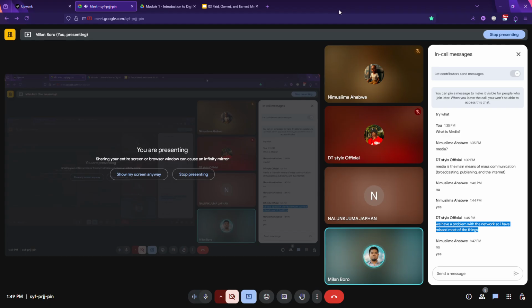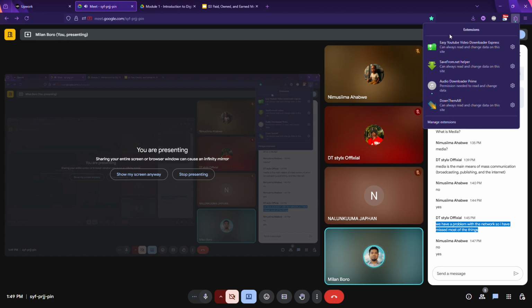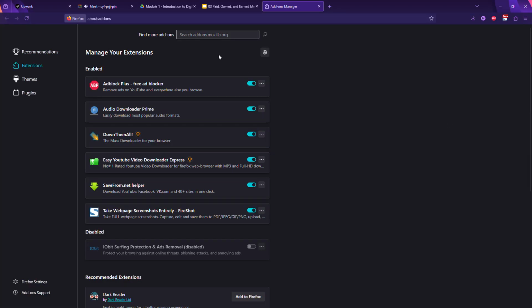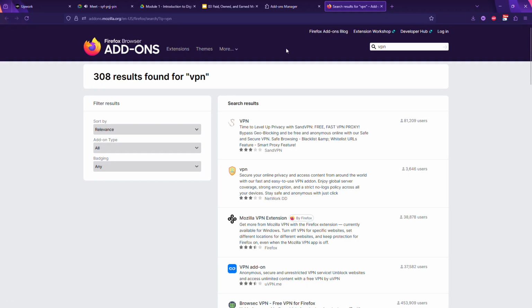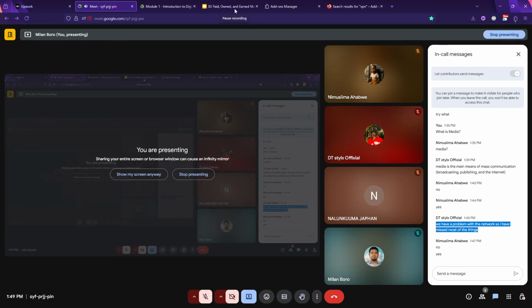Like if you are using, say, Firefox, then there's an extension space, manage extensions, and then we can install. We just go and type VPN, and then there are lots of VPNs. So we will basically need to install one and then try it. Just give me a moment. Okay.